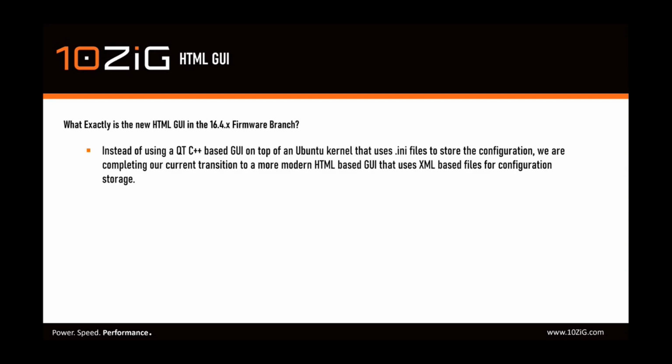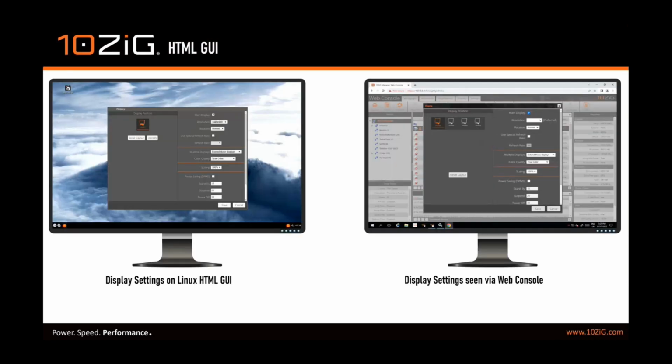So this is exactly what the new HTML GUI in the 16.4.x firmware branch is. As I said before, we had a Qt-based C++ program-based GUI that ran on top of the Ubuntu kernel. That used .ini files to store the configuration. What we're doing now is transitioning to a more modern HTML-based GUI that uses XML-based files for the configuration and the storage. That's some of the under the hood stuff.